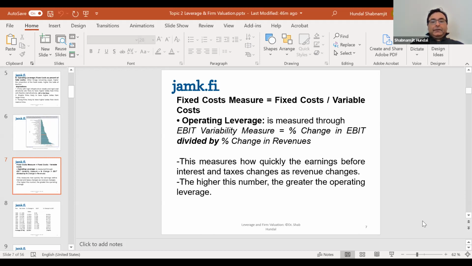And then we divide by, and by the way, why do we take EBIT? Because EBIT incorporates the impact of fixed cost. So the higher the fixed cost, the smaller the EBIT, and the smaller the fixed cost, the higher the EBIT. And this we divide by the percentage change in the revenue. If this number is higher, it's a good sign that your company is doing a great job. Your operating profit is rising faster than your total sales revenue. So this is a good sign.